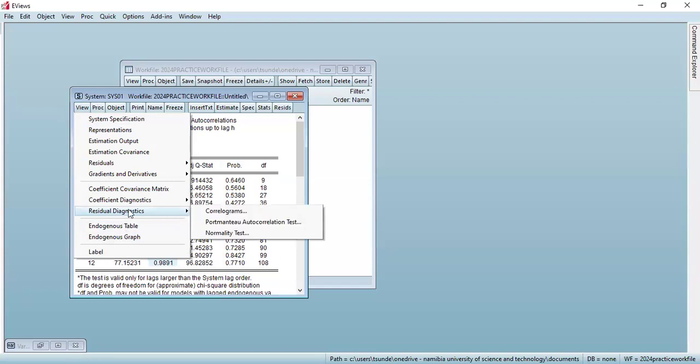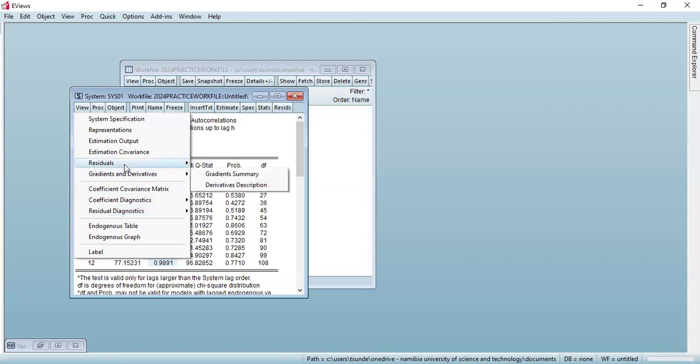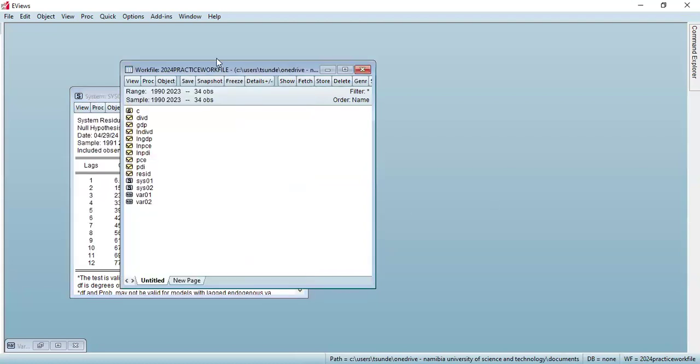Then you cannot test for heteroscedasticity here. That's it. I think for now, we just leave it as it is. So I'm going to stop this recording now. Let me stop this recording and maybe we can have a 1 minute break.